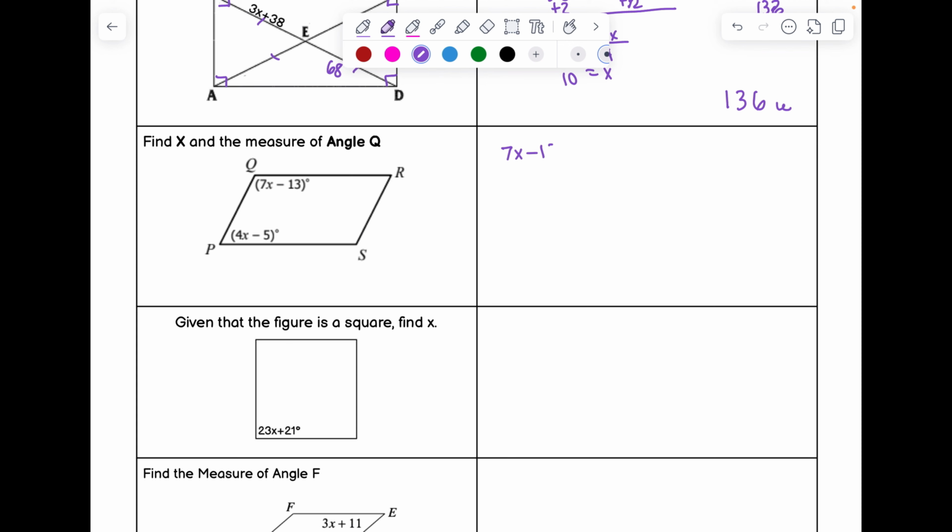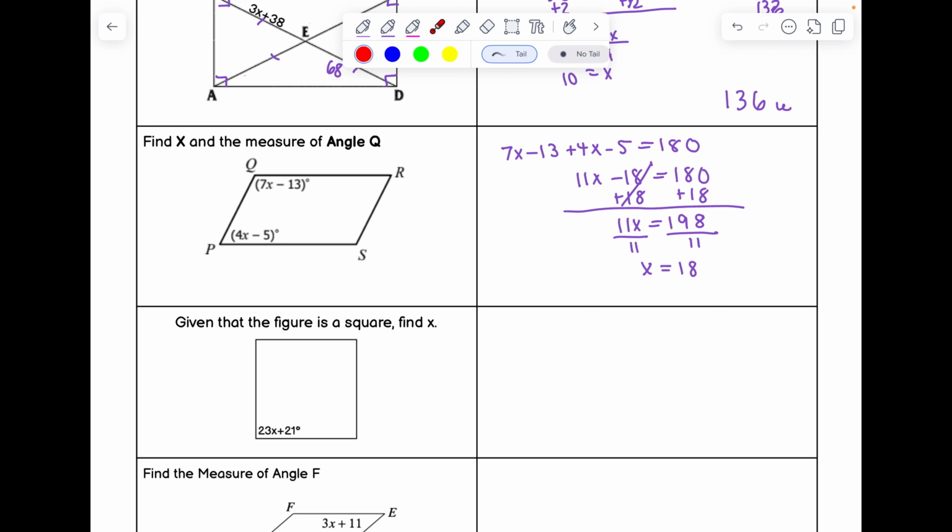7x minus 13 plus 4x minus 5 equals 180. So we have 11x minus 18 equals 180. Add 18 to both sides, and we have 11x equals 198. Divide by 11 on both sides, and we get x equals 18.